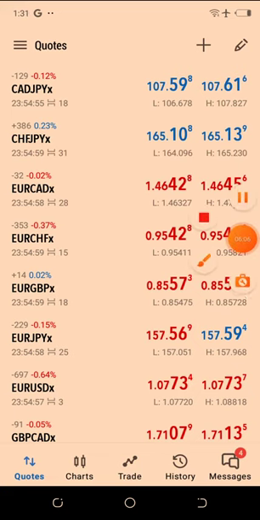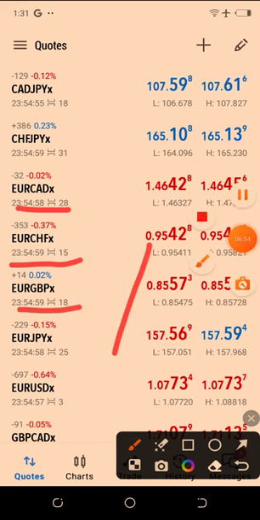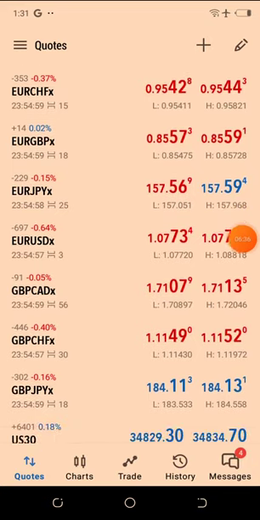Now let me mark this. We have EURCAD. What do you think this currency is? The EUR is European Euro. This is Euro and Canadian dollar. This is Euro and Swiss franc. Euro and Great Britain pounds. Euro, Japanese yen. Great Britain pounds and Canada, and so on.